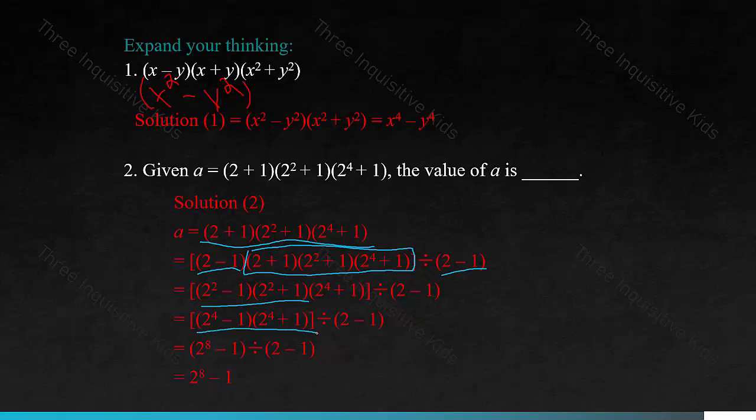And now we're left with 2 to the 4th power minus 1 times 2 to the 4th power plus 1, which gives us 2 to the 8th power minus 1. But remember, we still had that 2 minus 1 in the back that we had to make up for. So the value of a is 2 to the 8th power minus 1.